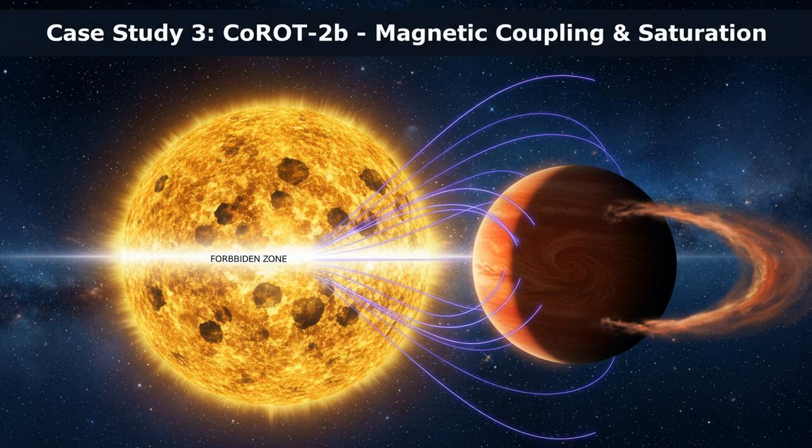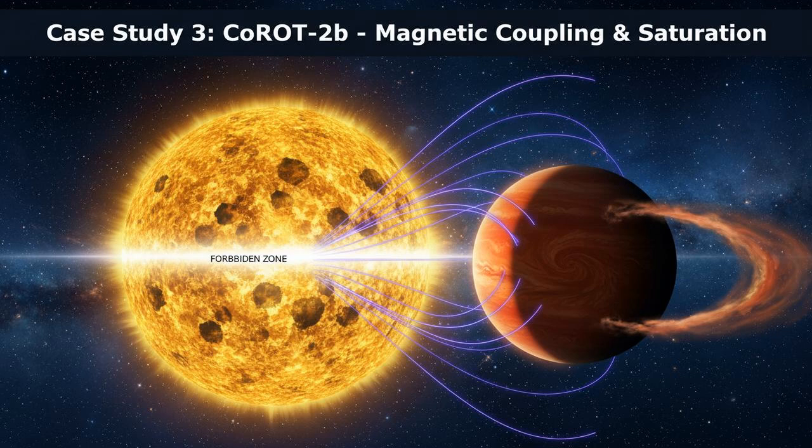Our third example is the chaos of CoRoT-2b. This is a hot Jupiter orbiting a young, extremely active G-star. The light curve looked like a seismometer during an earthquake, full of bumps and wiggles. But within that chaos, astronomers found order.